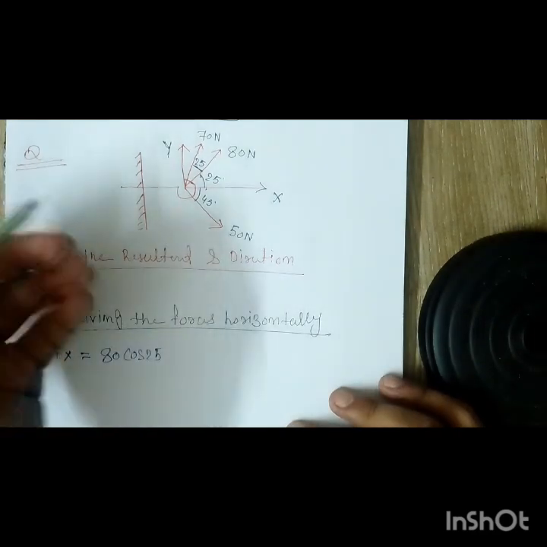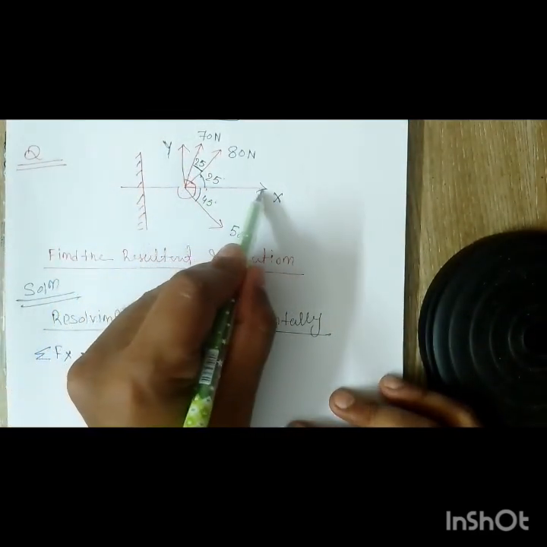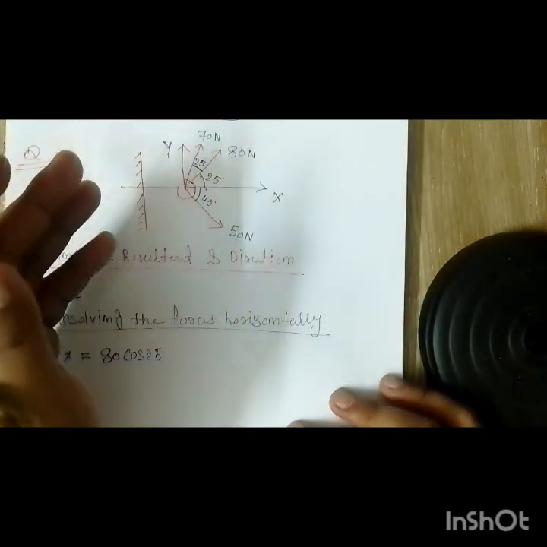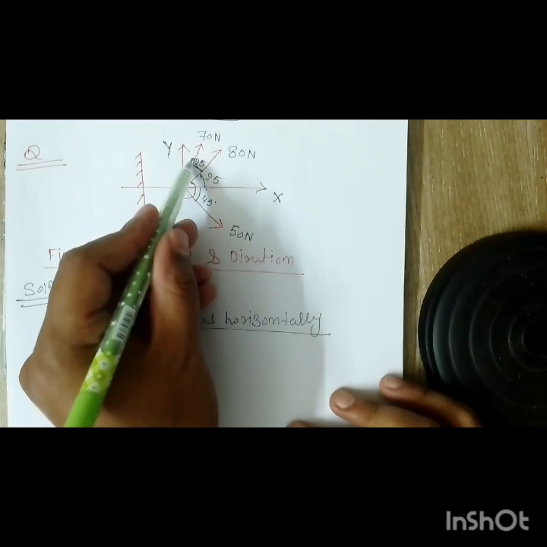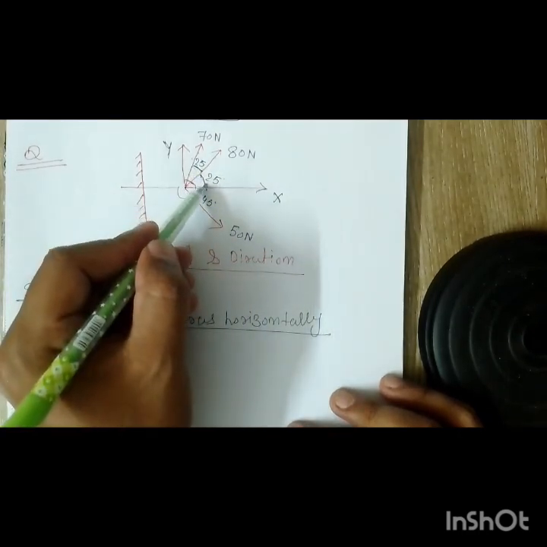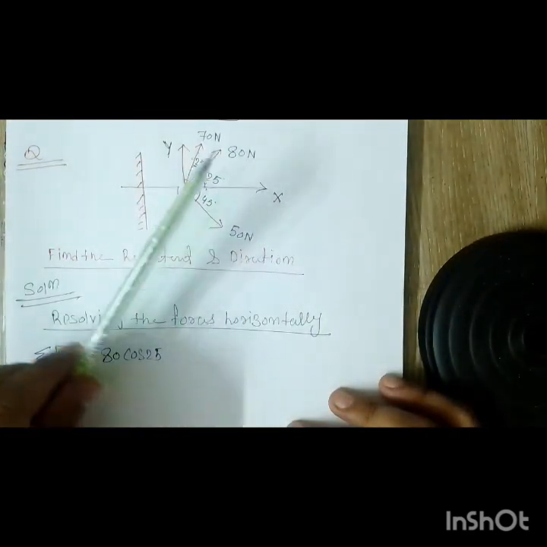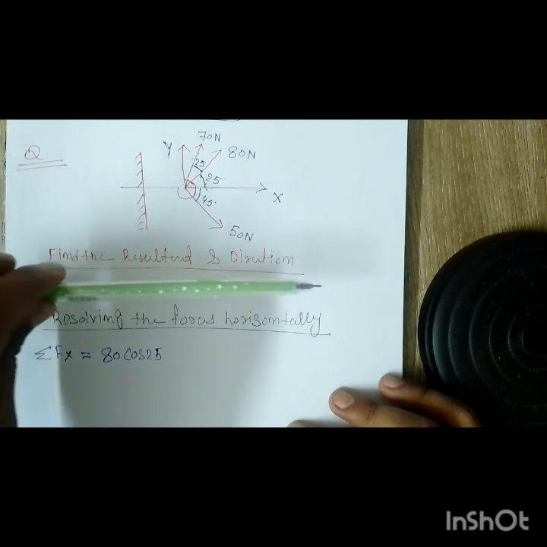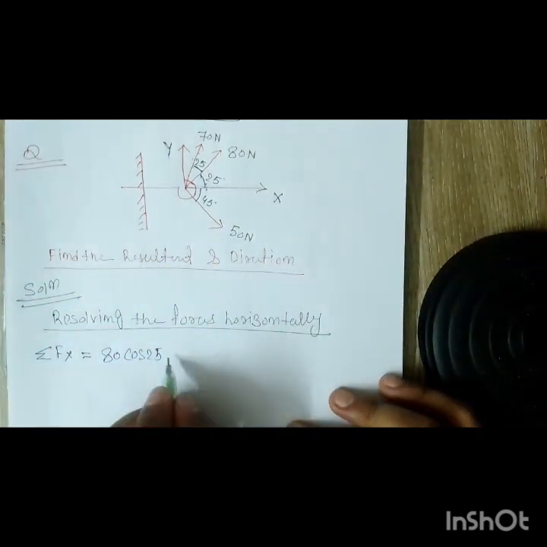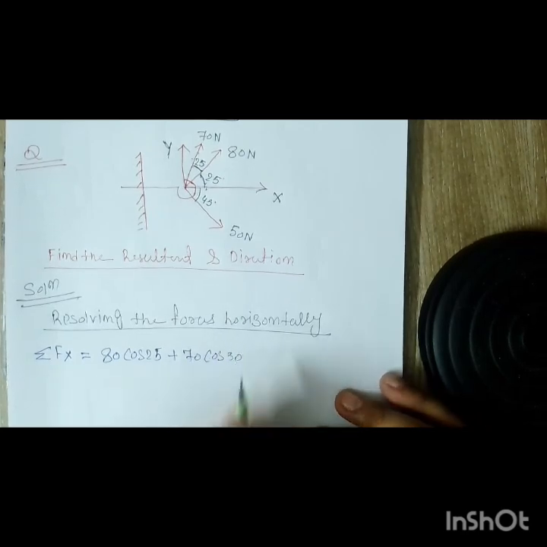Then again this is 70. See the angle: you always need to measure the angle from the reference plane. The reference plane for this force is the x-axis. So the total angle is 50 degrees, right? Again the arrow is like this, so the horizontal component goes towards the right. So it is plus 70 cos 50 degrees.